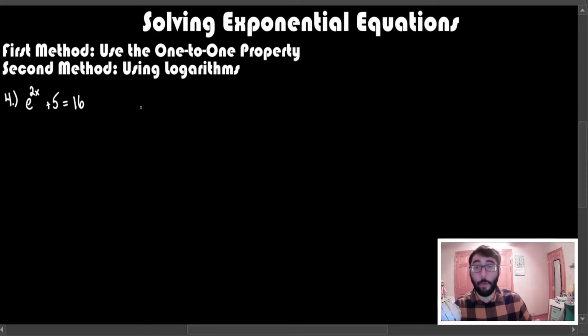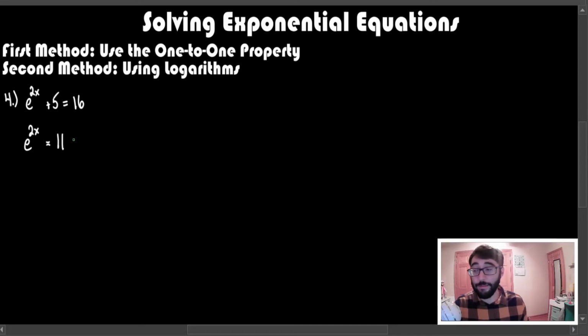Well, once again, remember we have to isolate the exponential expression. That is step one. I'm going to repeat it again. And remember, that's just a base and the exponent. Our base is e, and our exponent is 2x. So that's what we've got to isolate. So all I have to do is subtract 5 from each side. So I'm going to get e to the 2x power is equal to 11.